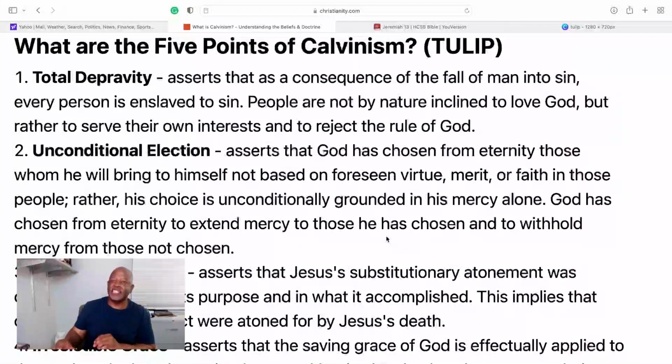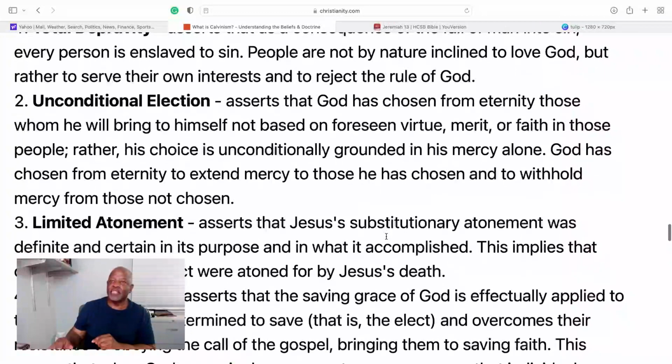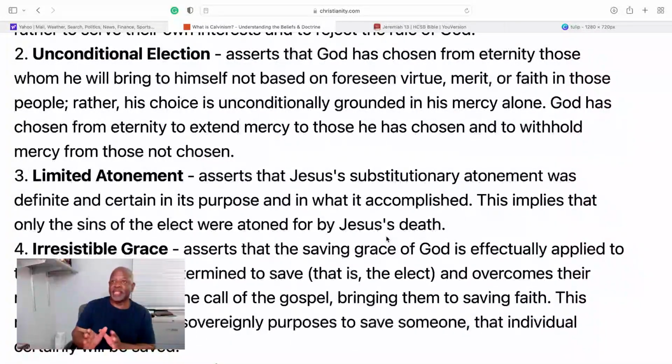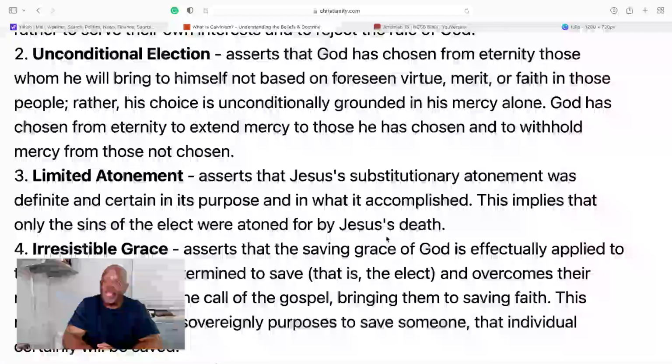All right, two, unconditional election. Two and three, unconditional election and limited atonement, to me, are the most troubling. All of them play a part, but understand, unconditional election asserts. And I want you to notice the term asserts, not the Bible says, but asserts. That is breaking down the method. So does God say this? Notice it says unconditional election. Election means choice, right? Election, choice. And then it says unconditional election asserts that God has chosen from eternity those whom he will bring to himself, not based on any foreseen virtue, merit, now get this, or faith in those people.